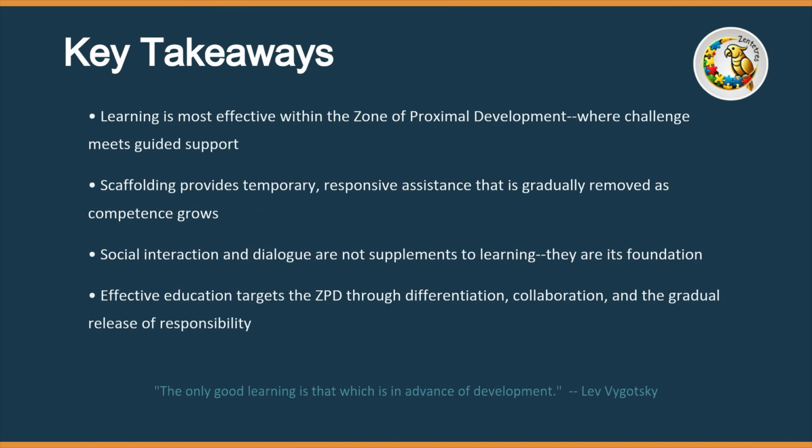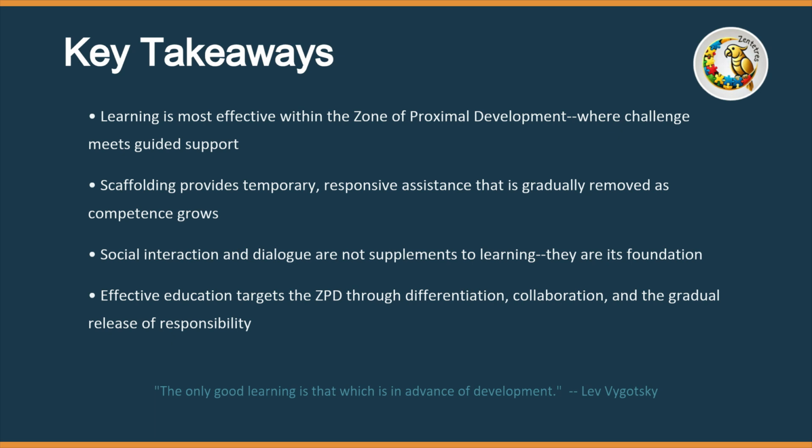To summarize, Vygotsky's Zone of Proximal Development offers a powerful framework for understanding how learning happens. The key takeaways are, first, that learning is most effective when it occurs within the ZPD, where tasks are challenging but achievable with support. Second, scaffolding is the practical tool for working within the ZPD. It provides responsive, temporary assistance that fades as the learner gains competence.